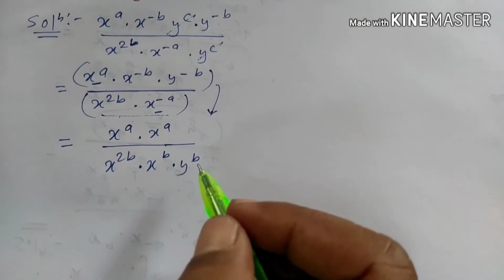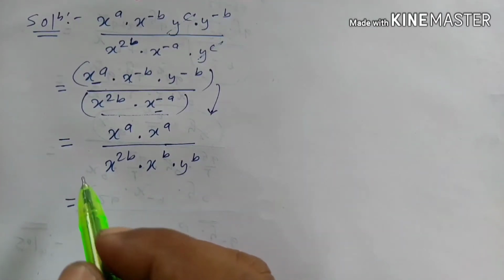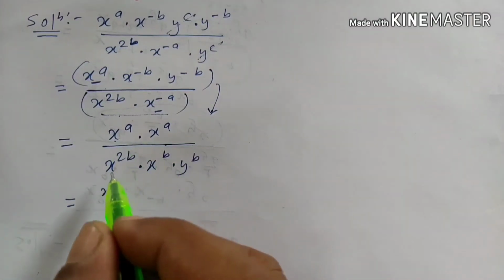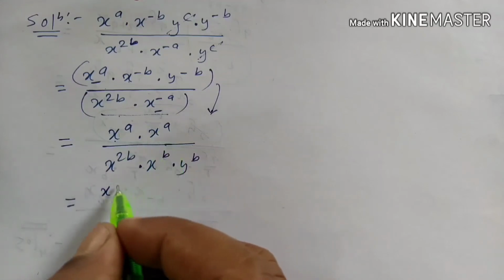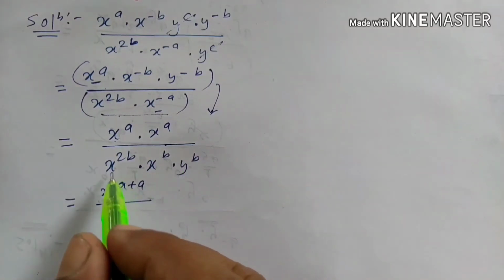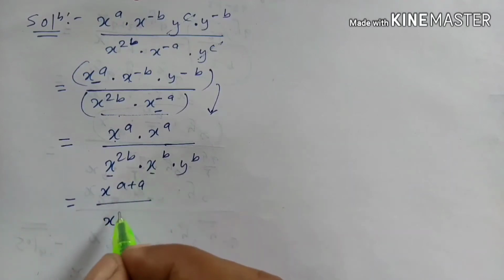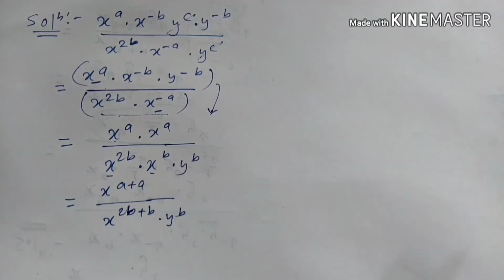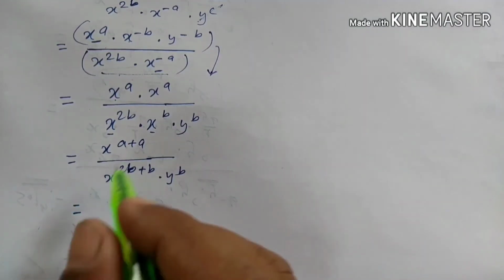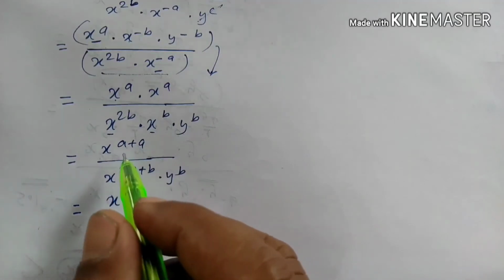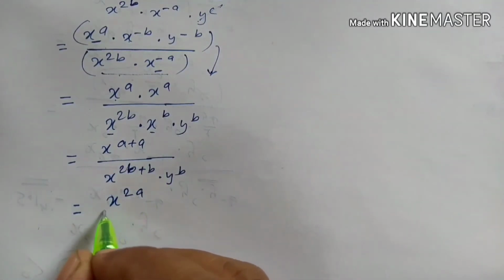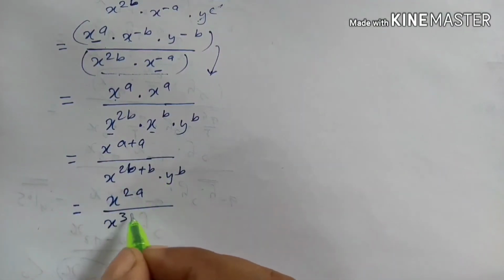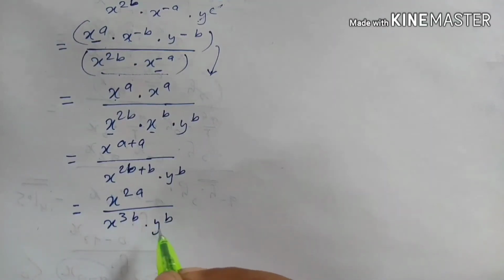And this term can again be solved. Here you can see the x bases are similar, so the two powers a and a can be added, a plus a. Now the base will be x, and the power 2b plus b dot y power b. So x is the same, the power a plus a will be 2a, over x is the same, and 2b plus b will be 3b dot y power b.